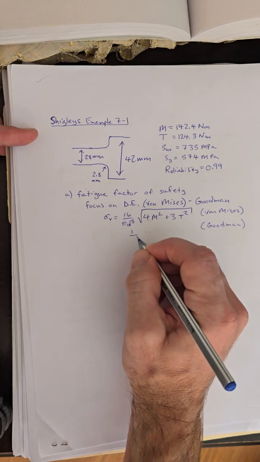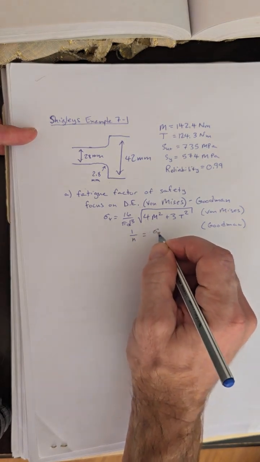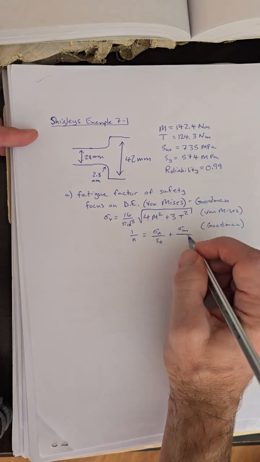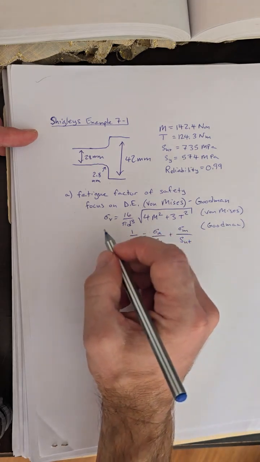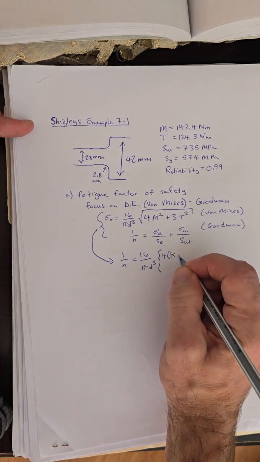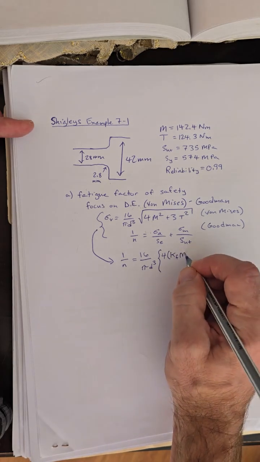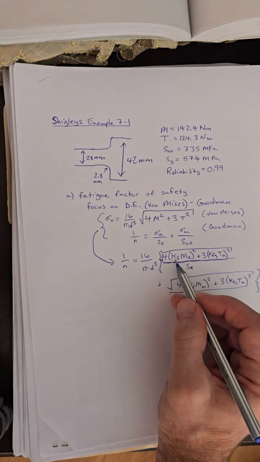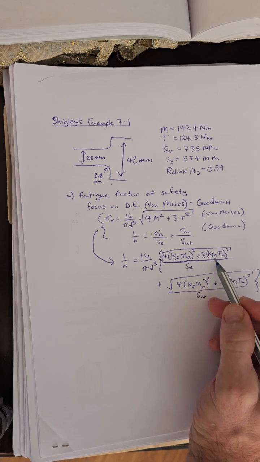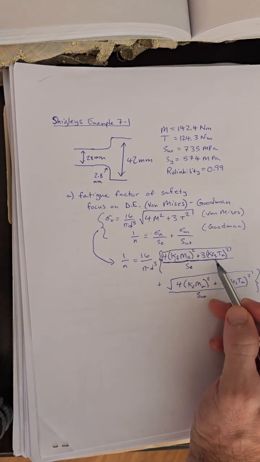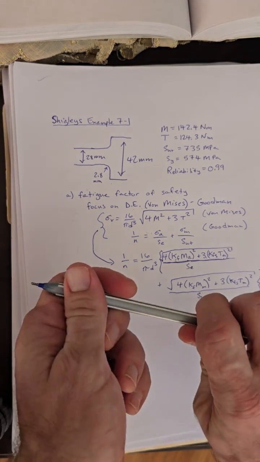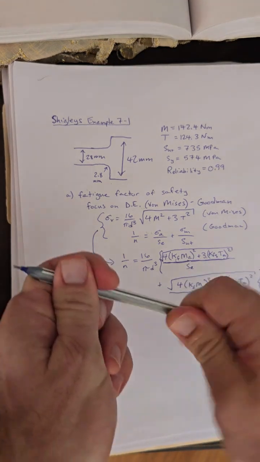Combine those two, where the Goodman is 1 over n equals the alternating stress over the endurance limit stress plus the mean stress over the ultimate tensile stress. Combine those two and we get this equation where we have to incorporate the stress concentration, Kf and Kfs. So we have the stress concentration Kf times the alternating bending moment plus 3 times the stress concentration in shear times the alternating torque. However, for a beam problem, we don't have any alternating torque. It's not going back and forth.